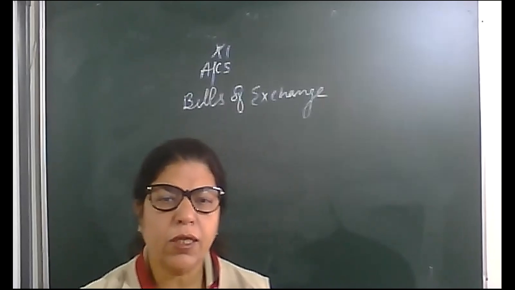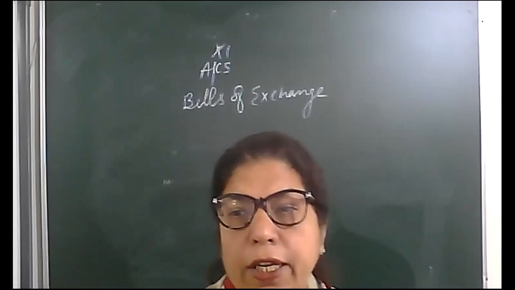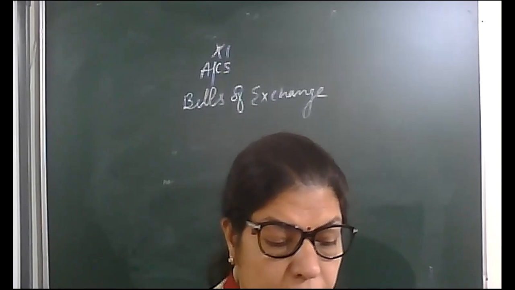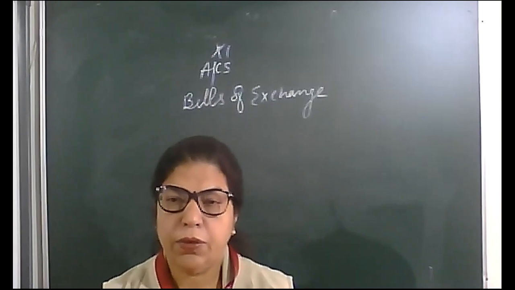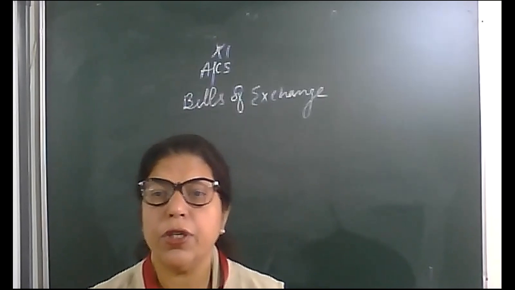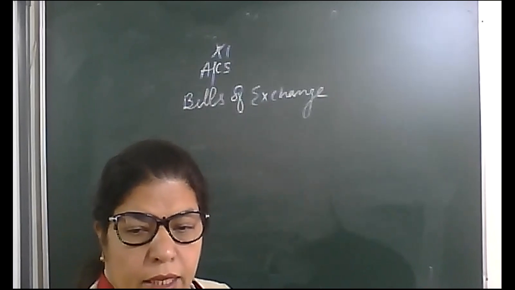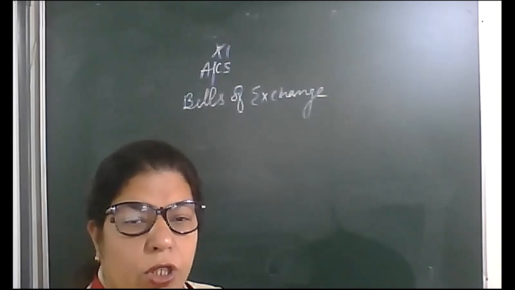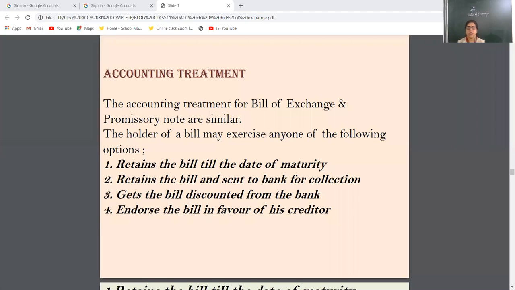With the help of the PPT, see, first of all, we have to identify the drawer and drawee in the question. Who is the drawer, who is the drawee, and then accordingly we have to decide. So see, first of all, I am going to tell you the accounting treatment for bills of exchange: 4 conditions, 4 payment mechanisms.